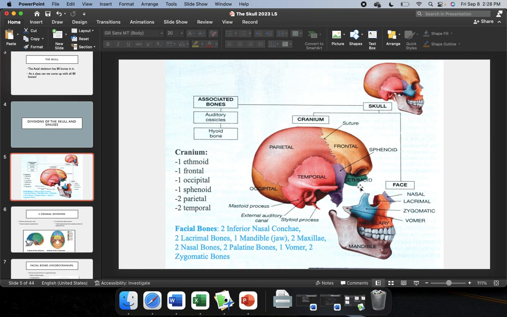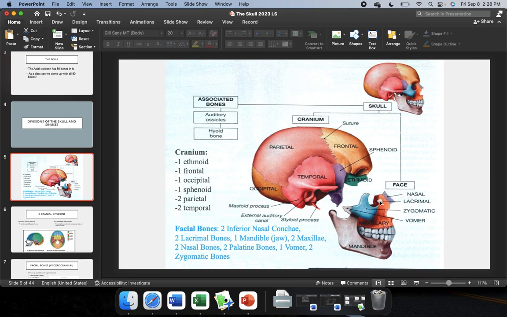The cranium is made of the ethmoid, the frontal, the occipital, the sphenoid, and a paired parietal and temporal bones. So two parietal and two temporal bones. The other bones are singular.